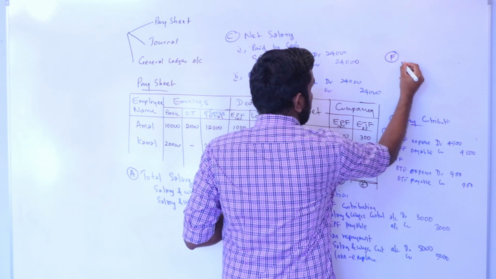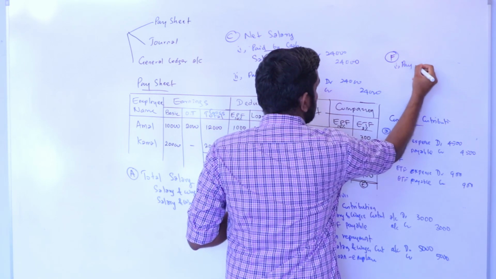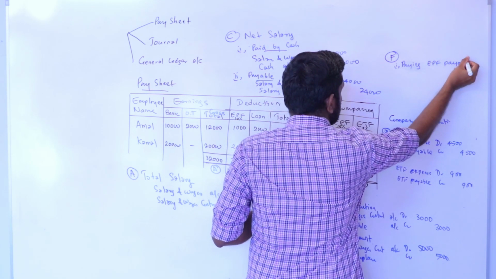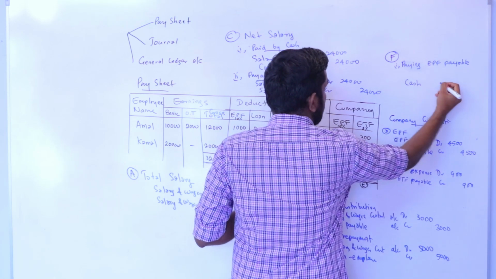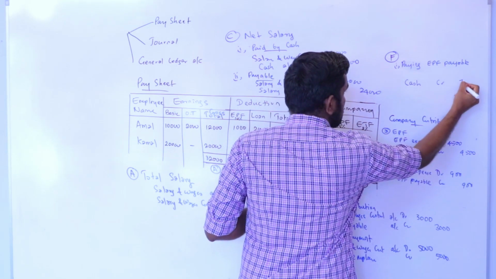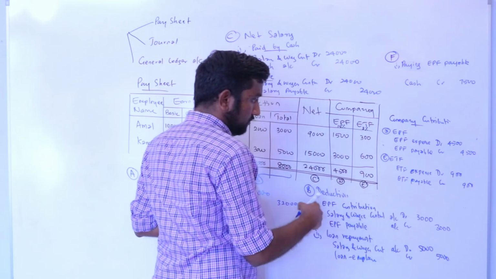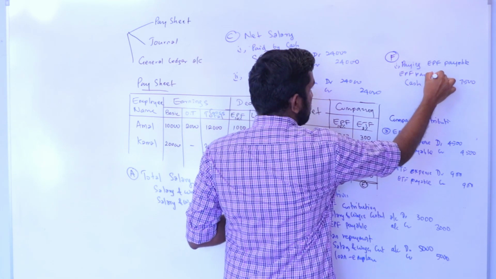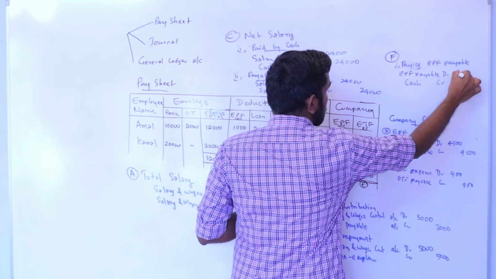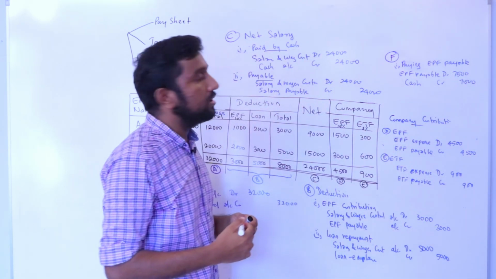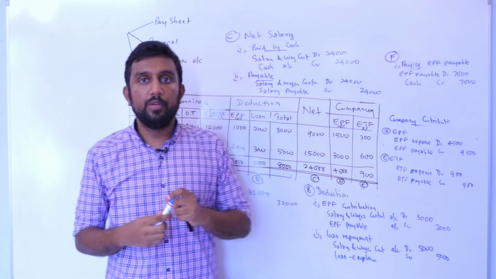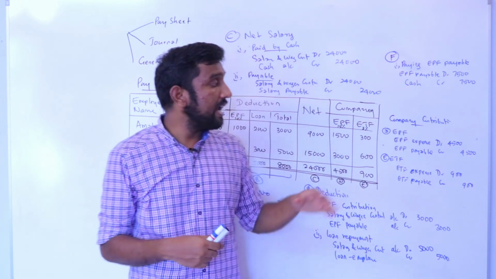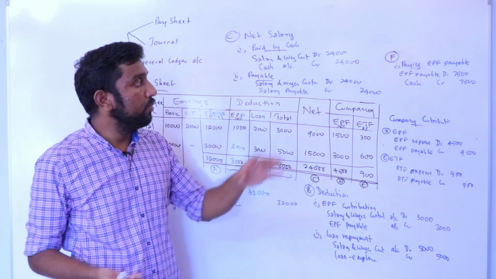So we put paying EPF payable. Obviously cash credit because we are paying, or bank credit 7,500, right? And EPF payable debit 7,500. It means once we transfer, my EPF payable account should have a balance of 0 according to this example. We had a balance of 7,500 in the credit side, now we are transferring.